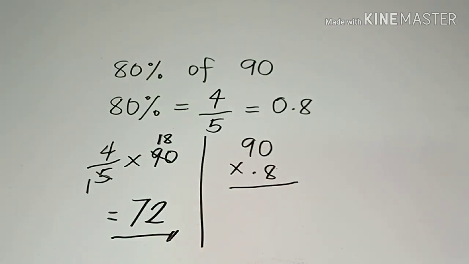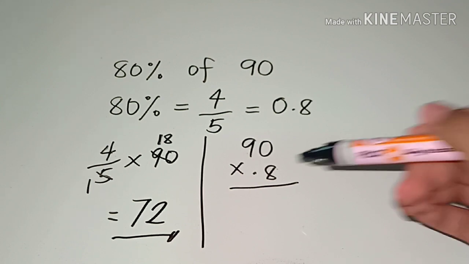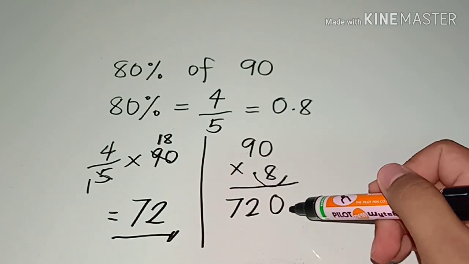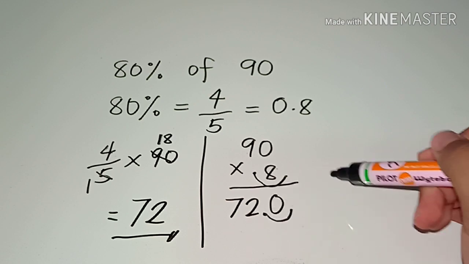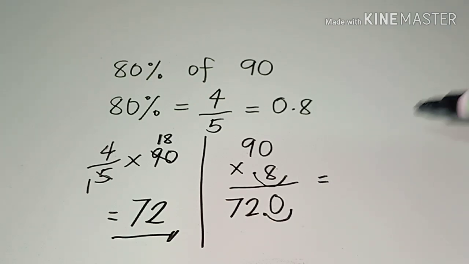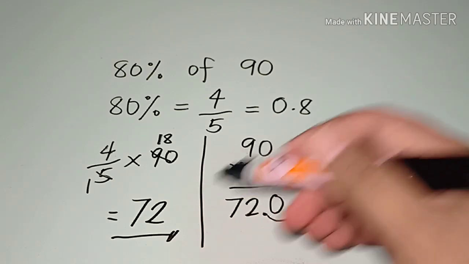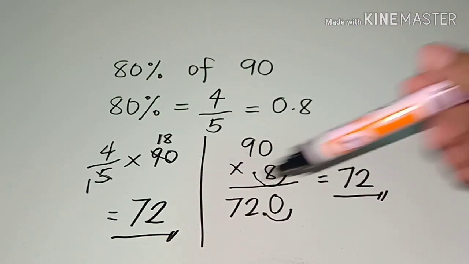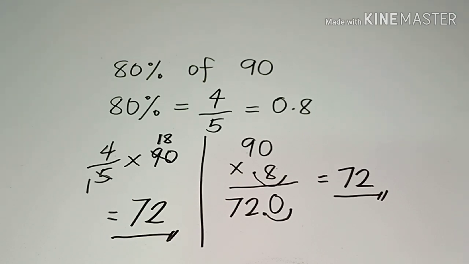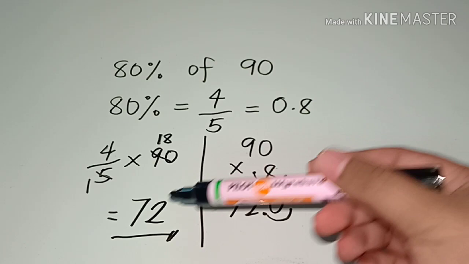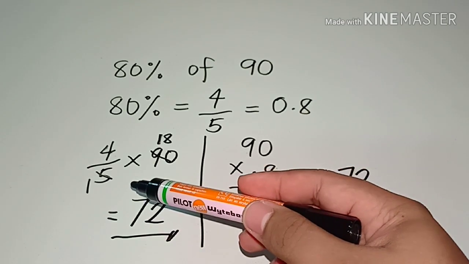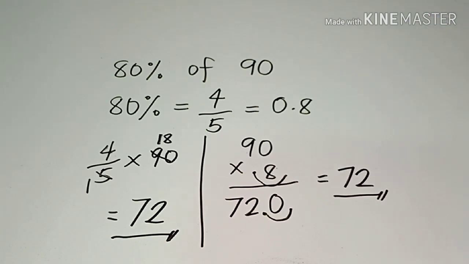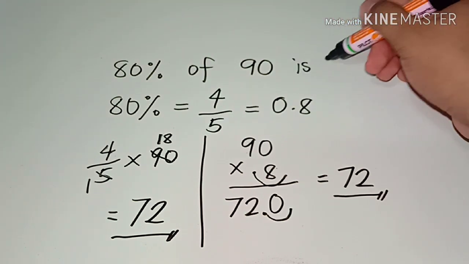Now let's try to check if we will get 72 for 90 times 0.8. 8 times 0 is 0, 8 times 9 is 72, and there's one decimal place here, so from here we also move one decimal place to the left. That will give you 90 times 0.8 equals 72. So you see there are two different methods here, by multiplying it to its fraction form or by multiplying it to its decimal form, but still the answer is the same. So in getting 80% of 90, you can make use of the fraction form or the decimal form. So which one is easier for you, just do it. Therefore, 80% of 90 is 72.